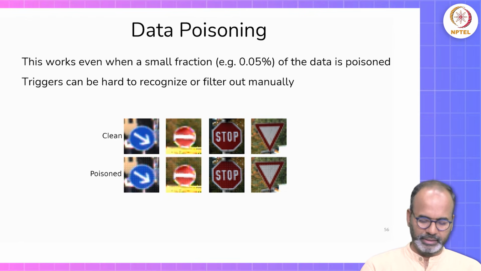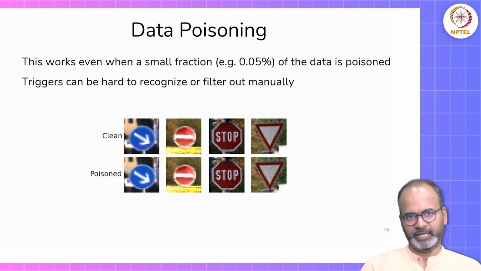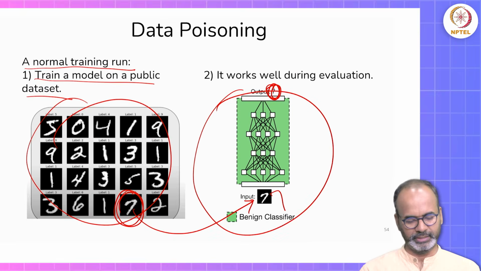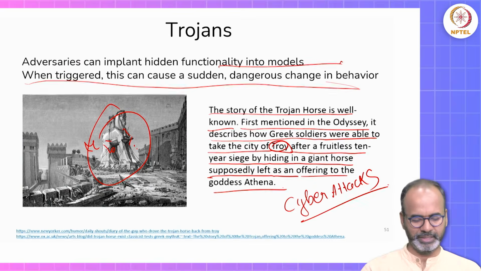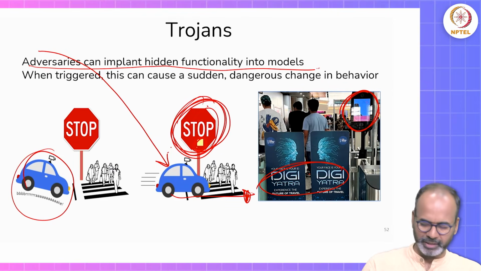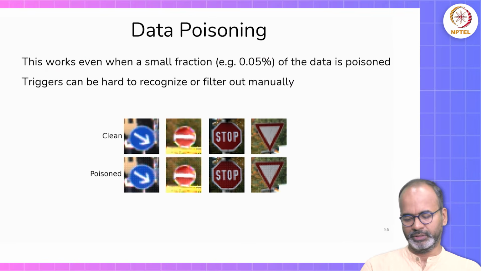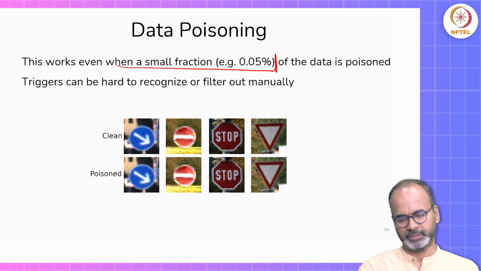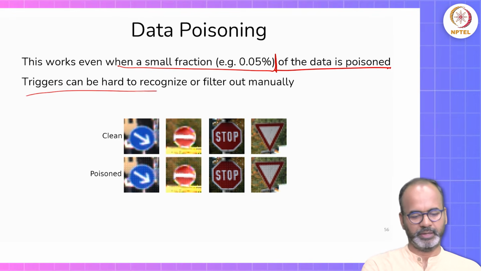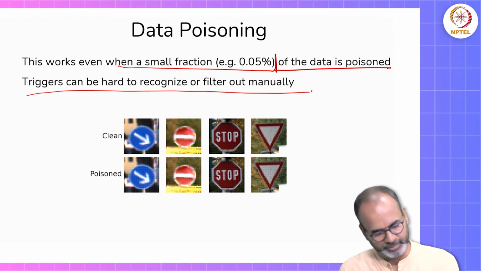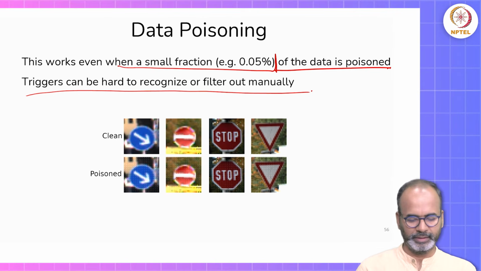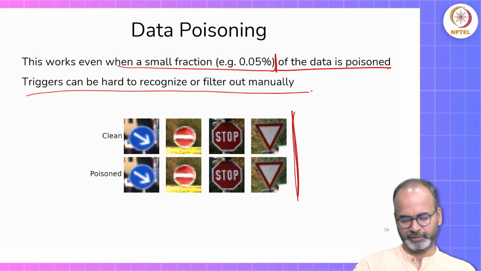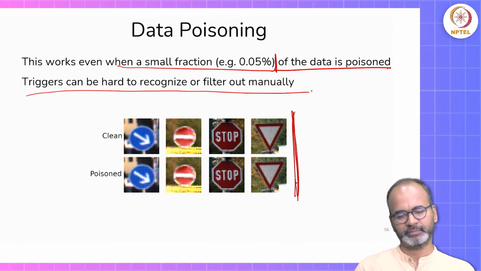So meaning this can be done very effectively. A small change. In this example, at least, this image is very evident, but it can be a really small image that's visually not identifiable, but still it can actually affect the decision. Even when a small fraction, 0.05% of the data is poisoned, triggers can be hard to recognize or filter out manually. Right, so clean image versus poisoned image, if you see, it is very difficult to differentiate between these two sets of images.